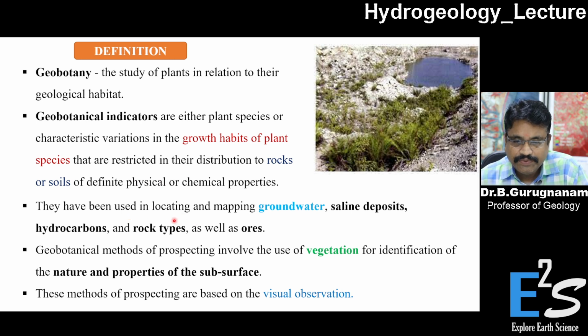Normally it's being used to locate and map groundwater. Not only groundwater, this geobotanical indicator helps us to assess saline deposits, hydrocarbons, rock types, and sometimes ores are also identified by using vegetation. Geobotanical methods of prospecting involve the use of vegetation for the identification of the nature and properties of the subsurface. These methods of prospecting are based on visual observation, looking at how the distribution of vegetation is.